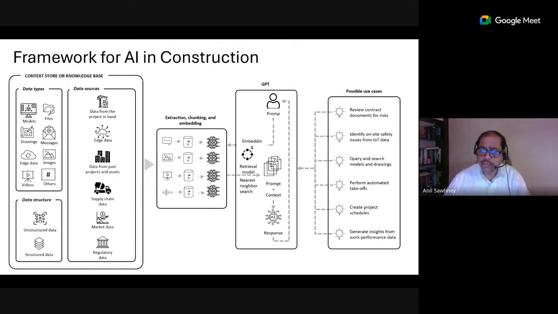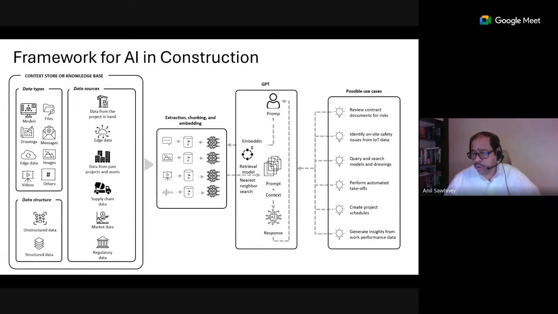You can take information from the current project, if it's an asset and you have meters, sensors, you can collect all that data. You can have data from past projects and assets. You can get supply chain data, market data, regulatory data. Then through what's called extraction, chunking, and embedding, you're going to create something called a vector store. This vector store is then ready to be used alongside your large language model or AI.